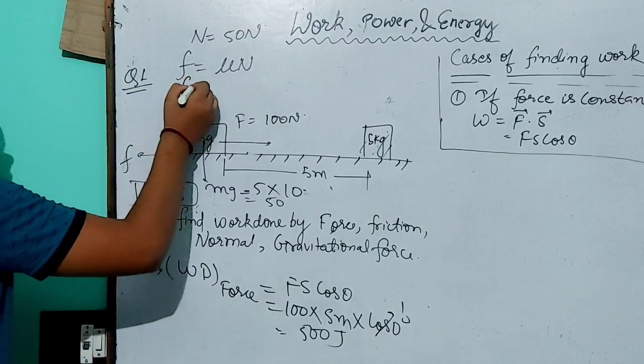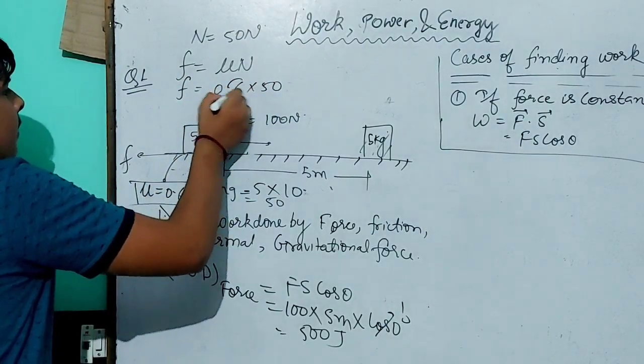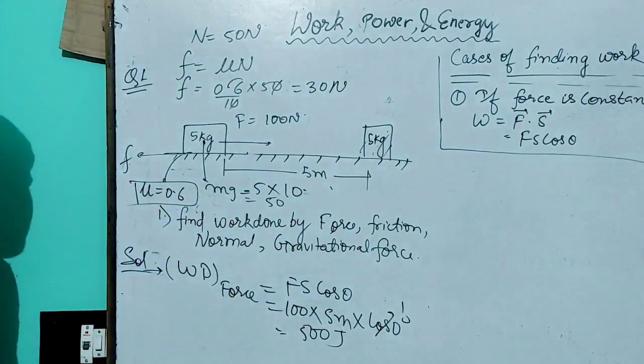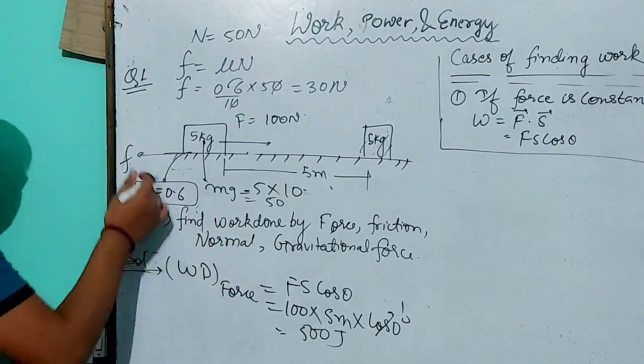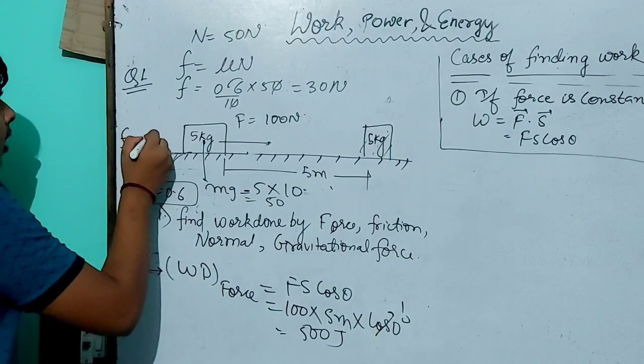So friction force is equal to 0.6 into 50, it becomes 30 Newton. This means that if the body is displacing ahead, friction is backward. Therefore the friction is equal to 30 Newton.